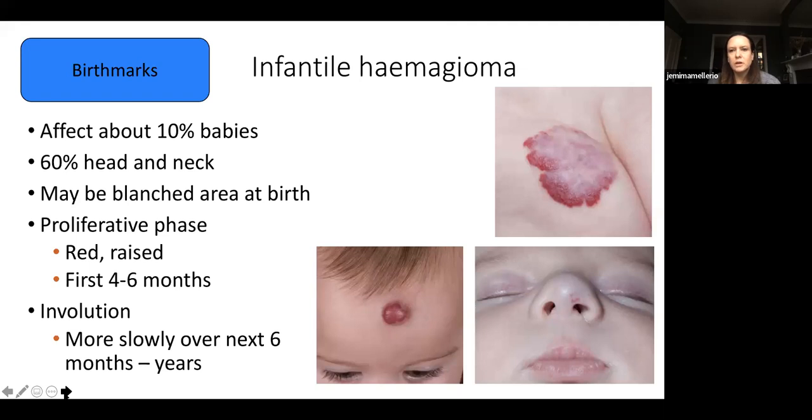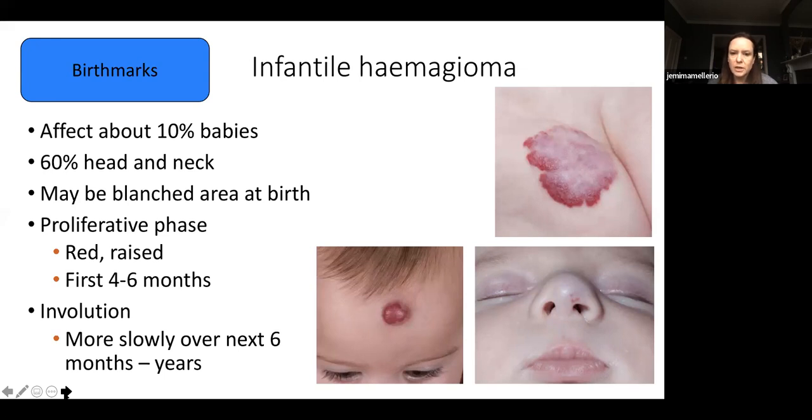This is an infantile hemangioma, and this affects around 10% of babies, commonly on the head and neck, but they can occur anywhere on the body. Often they're not noticeable at birth, or they're just a little paler area in the skin, but they go through a proliferative phase where they become red and raised, very livid, like the one on the forehead we can see here, usually over the first 4 to 6 months of life.